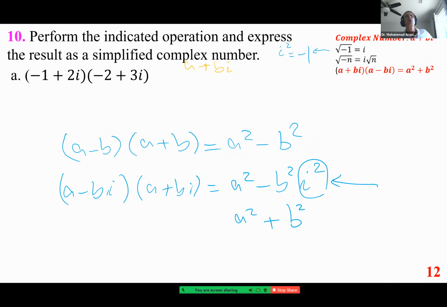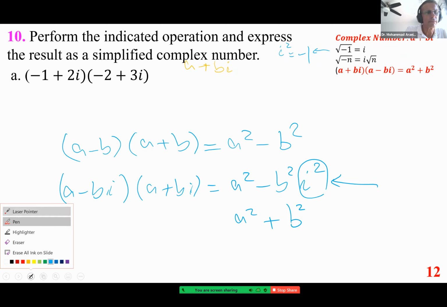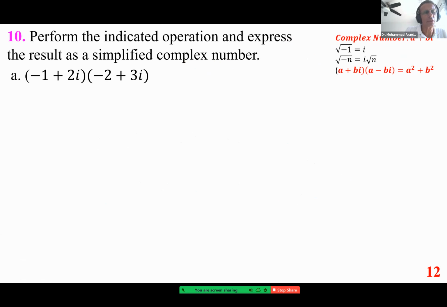And now we are going to multiply the two parentheses by simply distributing. So we're going to distribute, which means I'm going to multiply -1 by -2. I get +2. -1 times 3i is -3i. 2i and -2 gives -4i. 2i and 3i is 6i squared. You would multiply it as though i is x. That's the first thing you do.